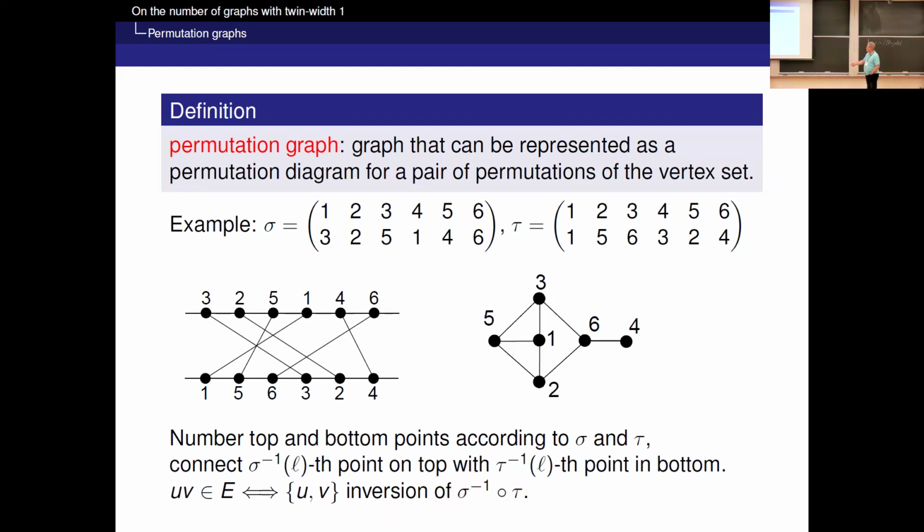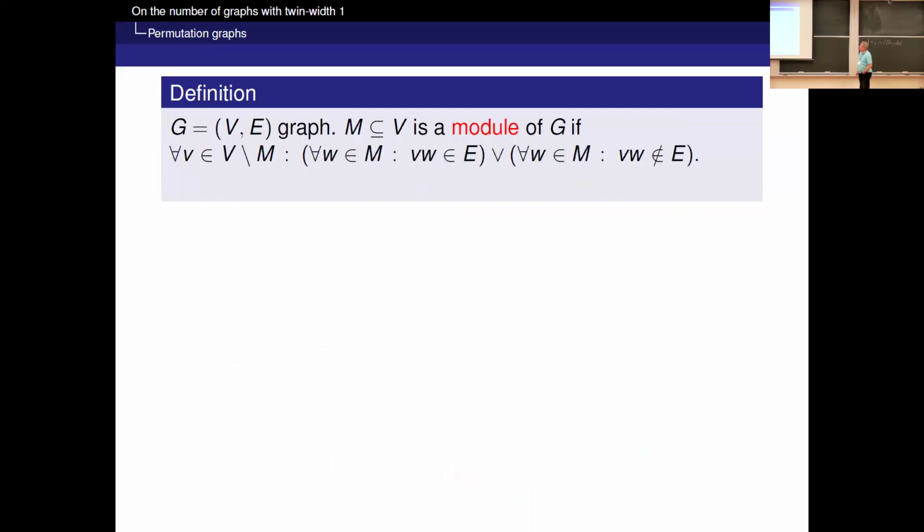So this is a permutation graph, and every graph that can be represented in such a way is a permutation graph. Then what else is needed? We need the concept of a module of a graph. A module of a graph is a set of vertices such that every vertex outside the module is either connected to every vertex of the module or to none of the vertices of the module.